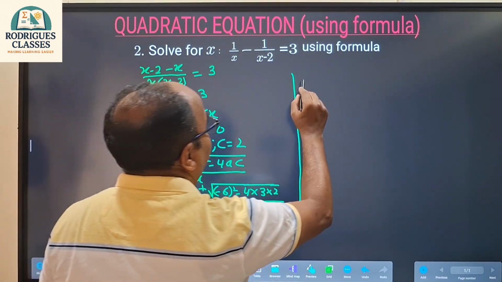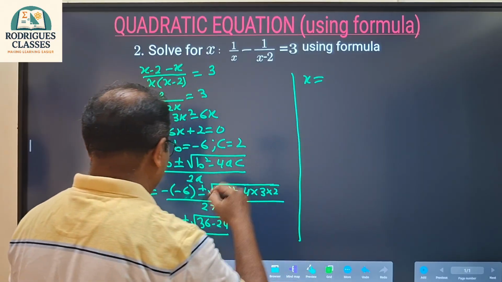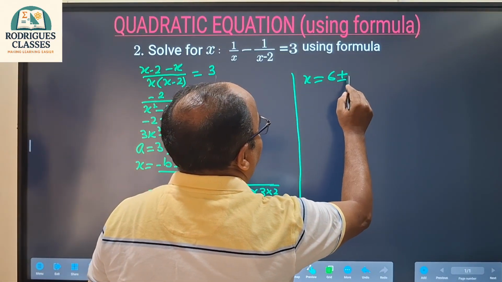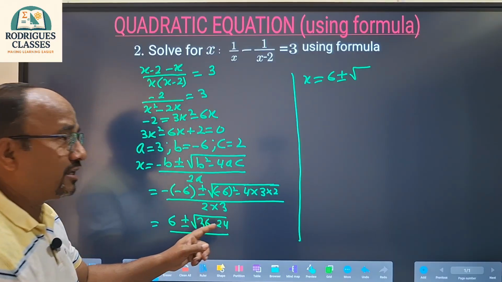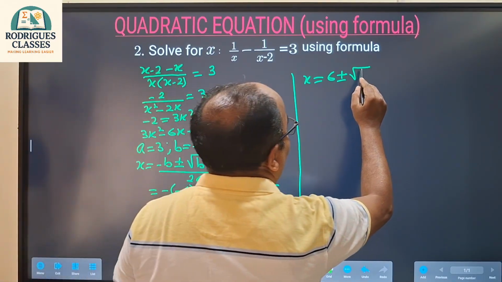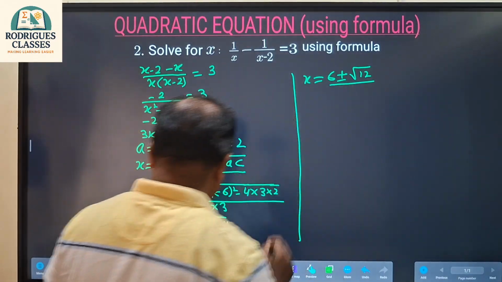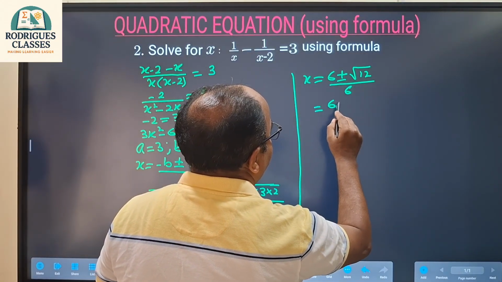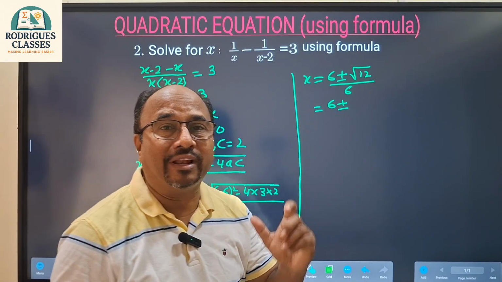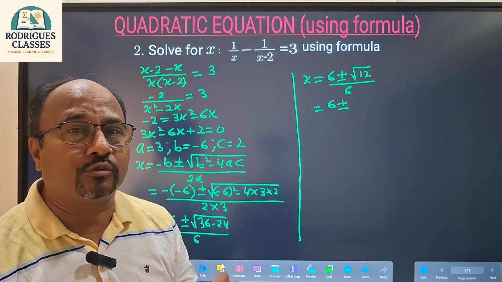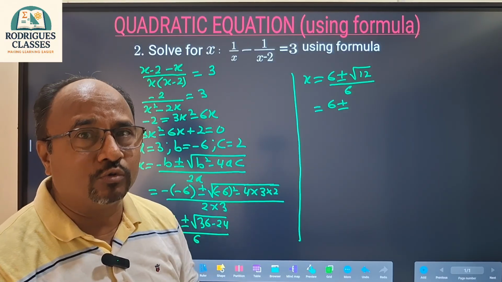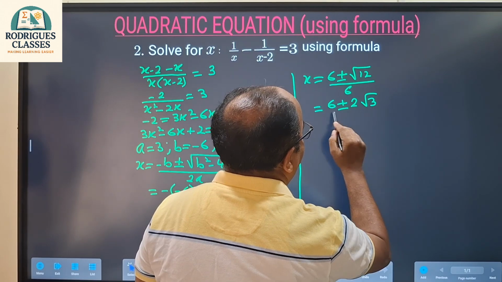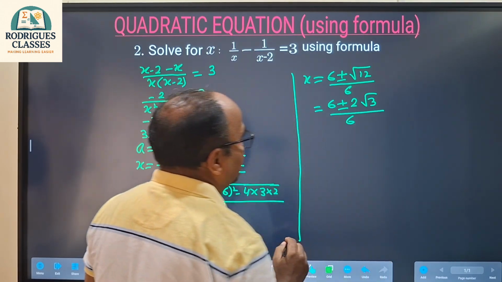So let us follow it up over here. x is equals to 6 written, and then plus minus root over 36 minus 24 is 12. 12 is written here by the denominator 6. 6 plus minus, now root 12 is there. Root 12 means 2 into 2 into 3. So there are 2 2's. 1 2 will come outside the root. And that becomes 3 divided by 6.